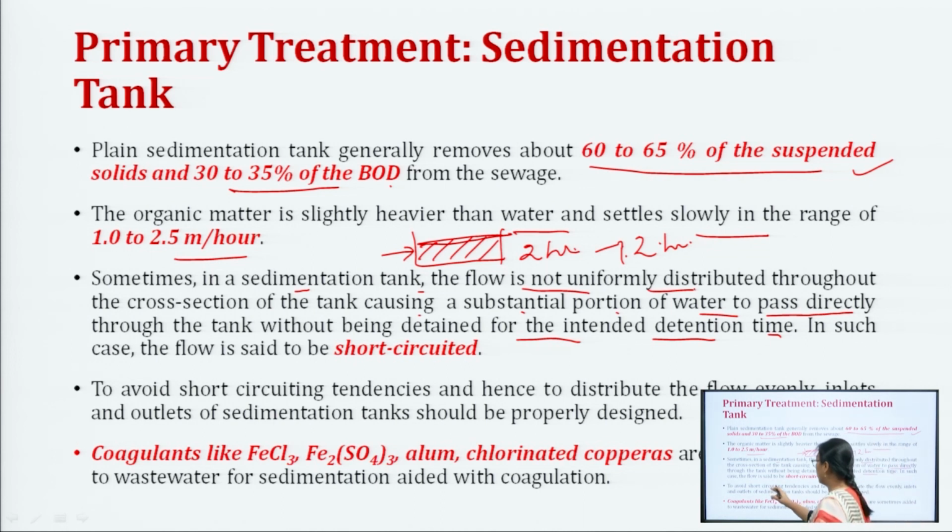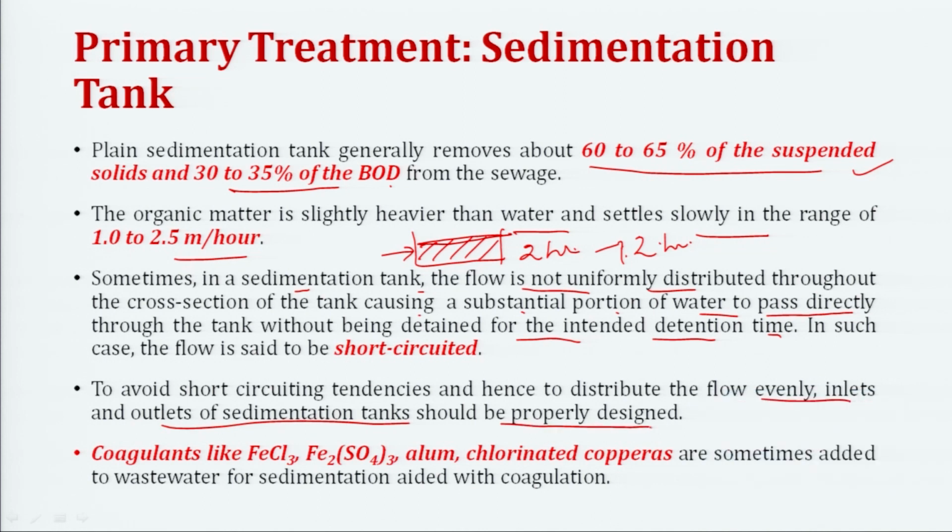To avoid short circuiting, so once you have short circuiting, what are you going to do? The settling is going to be lesser. So, your sedimentation tank is not going to serve its purpose. So, what do you do in these cases? In these cases, to avoid short circuiting tendencies and hence to distribute the flow evenly, the inlets and the outlets of a sedimentation tank should be properly designed.